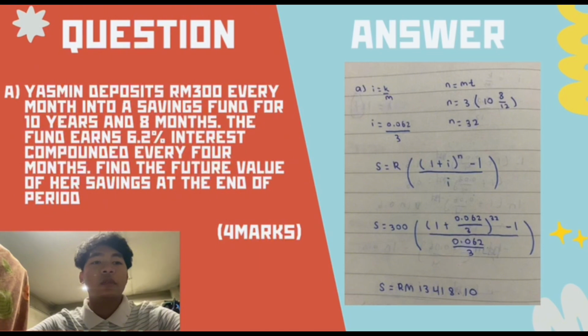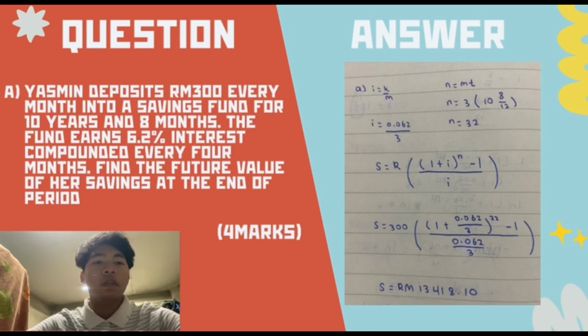For this question, we first use the formula I equals K divided by M, where K equals 0.062 and M equals 3. So I equals 0.062 divided by 3. Next, we find the number of periods using N equals M multiplied by T, where M equals 3 and T equals 10 and 8 over 12. So N equals 3 multiplied by 10 and 8 over 12, which equals 32.